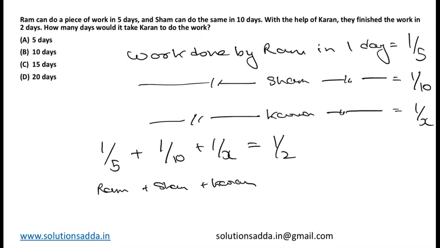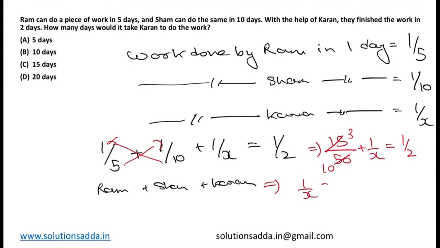When we solve the equation, we find that 5 tens are 50. This will be coming to 15 by 50 plus 1 by x equals 1 by 2. That is 3 by 10. This implies that 1 by x equals 1 by 2 minus 3 by 10. That is 10 minus 6 upon 20. That is 4 by 20.